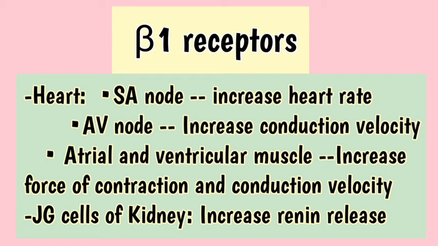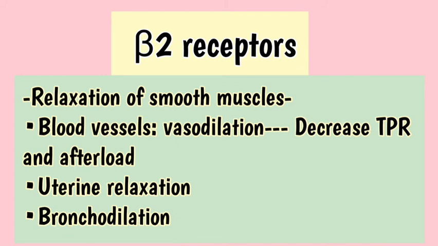Now beta 2 receptors, which are mainly involved in the relaxation of smooth muscles of blood vessels, uterus and bronchioles. When there is beta 2 stimulation, there is vasodilation, which results in decreased total peripheral vascular resistance and decreased afterload. Due to the uterine relaxation property, beta 2 agonists are used to stop premature labor, and as bronchodilators, they are used in the treatment of asthma.